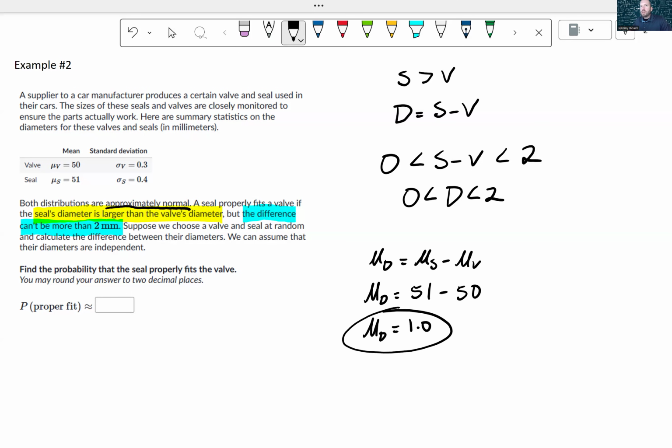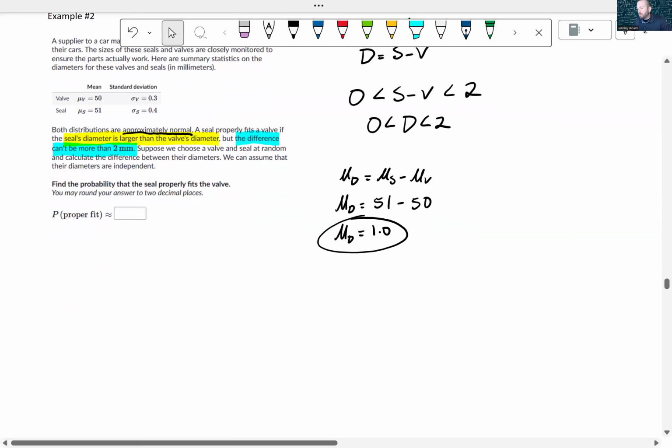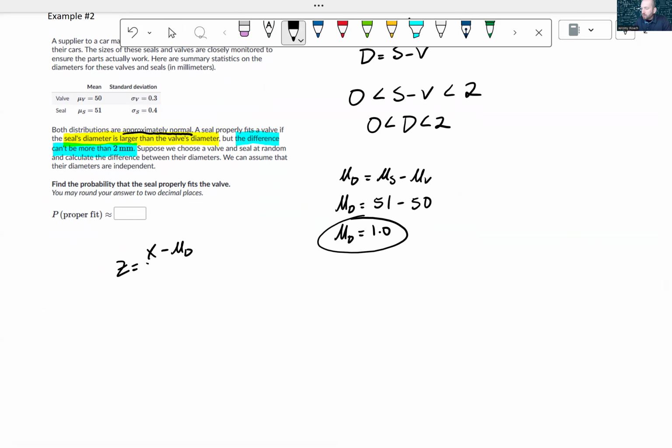Okay, so now we want to find the standard deviation of D because the z-score is x minus the mean of D over the standard deviation of D. And we're going to find those two z-scores again. But let's find the standard deviation of D now. This hopefully is some really good review because we've done this a couple of times now.